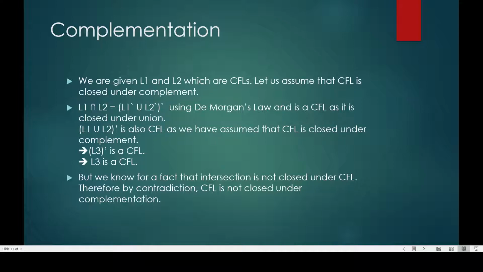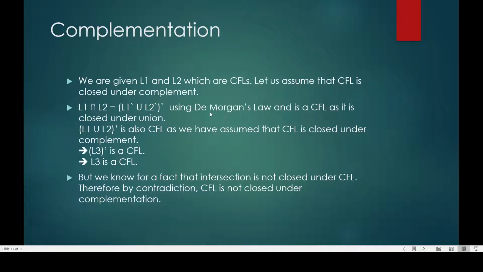So now the final property is complementation. We are given L1 and L2, which are context-free languages. So let us first assume that CFL is closed under complement. Although we already know that it is not closed, here we'll prove it by contradiction. So let us assume that CFL is closed under complement. We take the intersection of the two languages, L1 intersection L2, which can also be written as (L1 complement union L2 complement) whole complement, which is De Morgan's law.